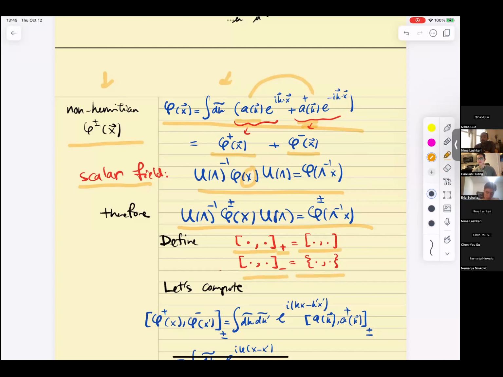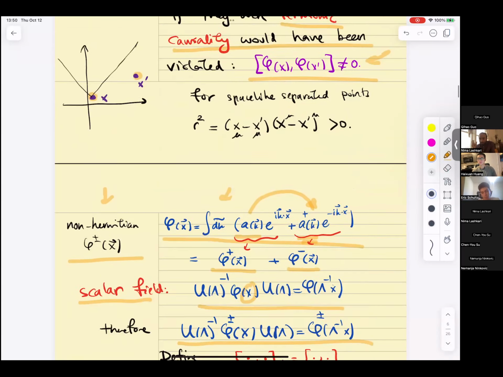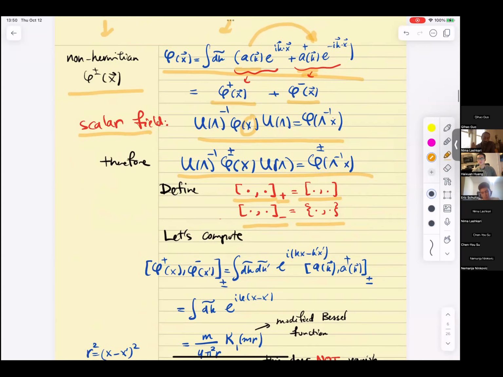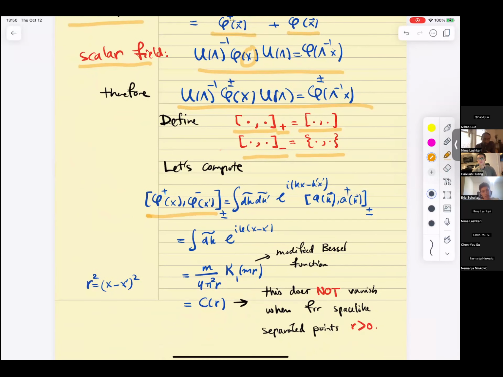Why am I introducing this notation? Because I want to do a calculation in one shot, keeping track of both commutator and anti-commutator. So here is the commutator, anti-commutator of these two guys. Based on the definitions, this should be just a Fourier transform of the commutator, anti-commutator of these guys. Good. So now let's take two scenarios.